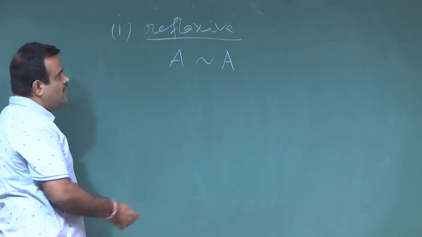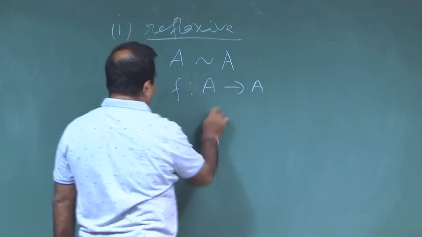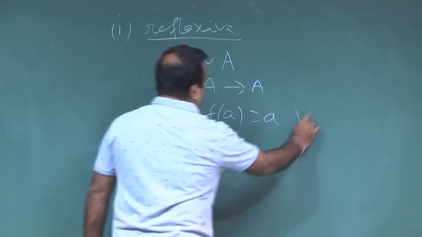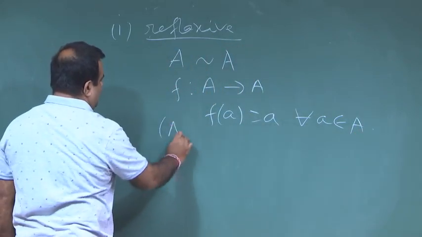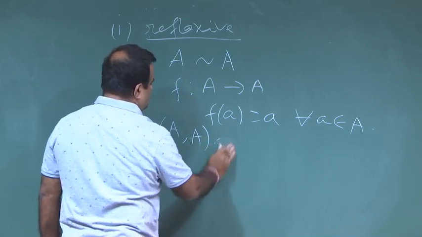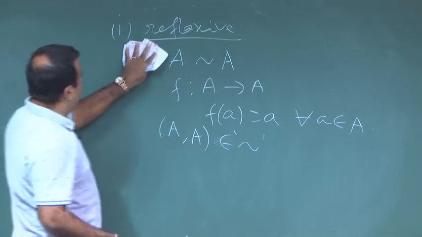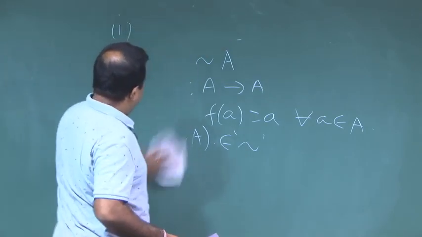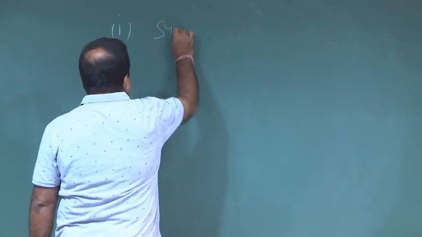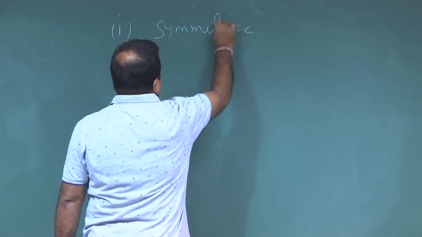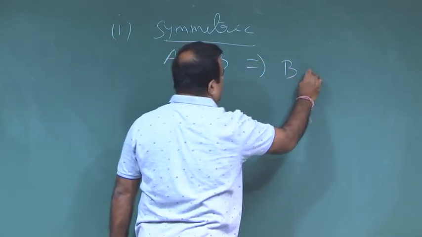This is obvious because if we define the identity function from A to A such that f of a is equal to a for all a, then that means A is related to A. So, this is reflexive. Now, how to show this is symmetric? Symmetricity means if A is equipotent to B, this must imply B is equipotent with A.